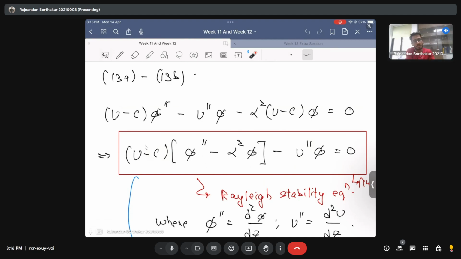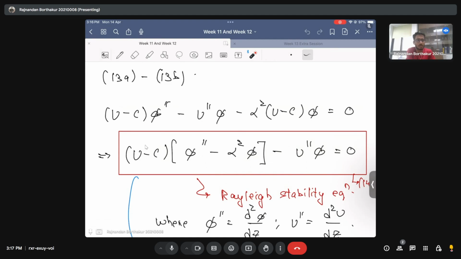In fact, we have established that the imaginary part of the eigenvalue will dictate the stability of the problem. That is, if Ci is greater than zero, this means that the given base flow is unstable, and if Ci is less than zero, it says that it is stable. And Ci equal to zero is the case which we call the neutrally stable system.